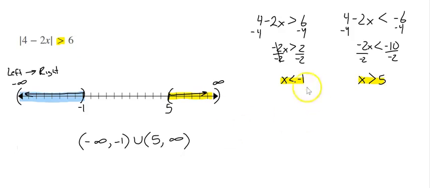And there is also, like I stated, that's a union graph. I knew I was going to have a union graph because of the greater than symbol. Even with all the flipping of signs, I didn't care. This guy right here said I was going to have a union. So it all worked out.